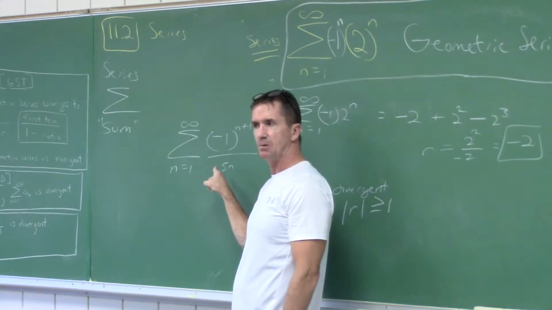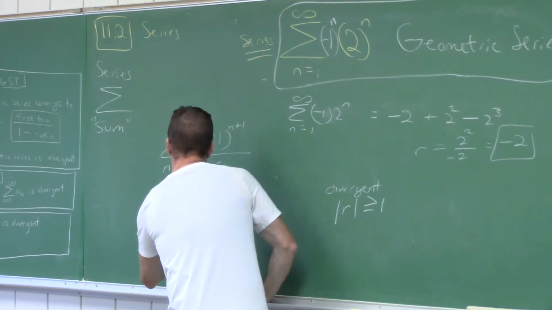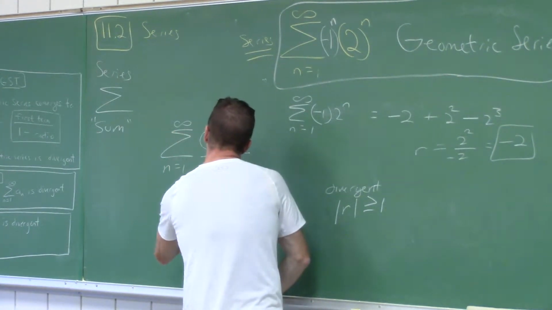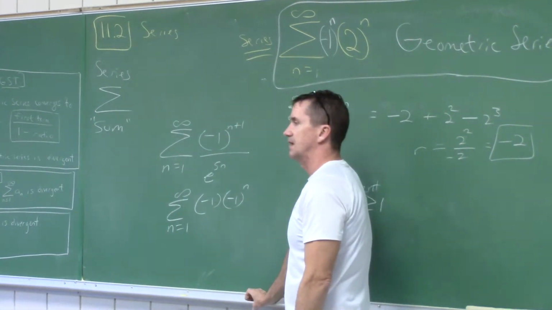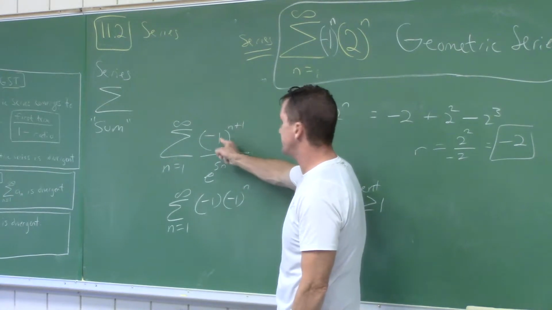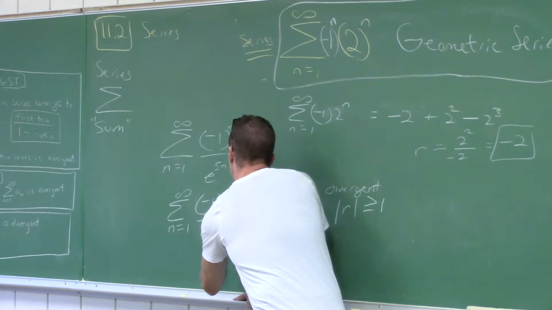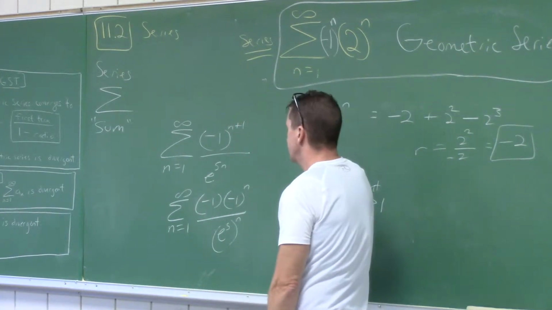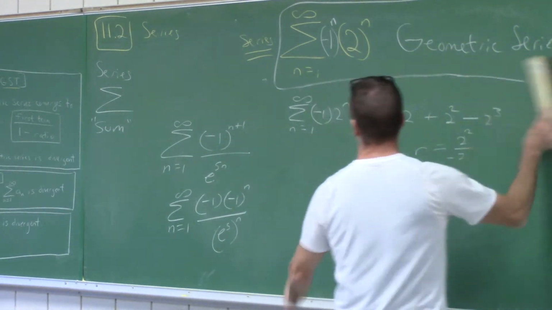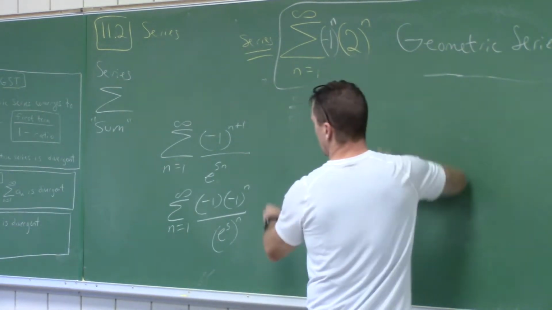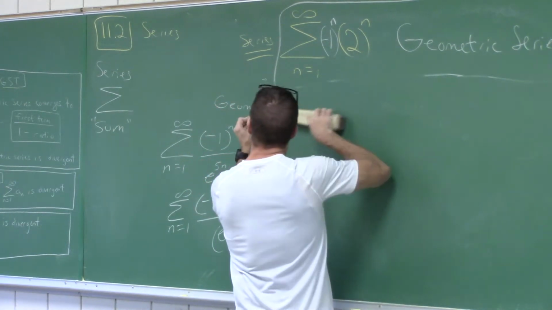Even that is geometric. Do you want to see why? I want you to see why. That's negative 1 times negative 1 to the n, because that's negative 1 to the 1 times negative 1 to the n. That's e to the 5th raised to the what? To the n. So you know what you have? In this case, I'll erase all this. I just want to point out this is a geometric series.